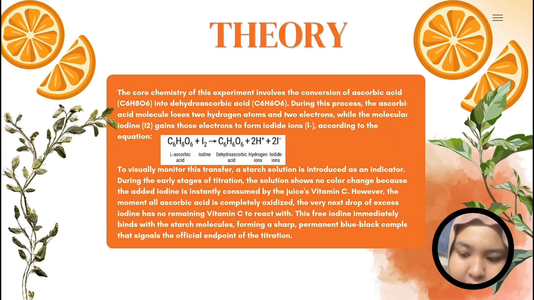To visually monitor this transfer, a starch solution is introduced as an indicator. During the early stage of titration, the solution shows no color change because the added iodine is instantly consumed by the vitamin C in the juice. However, the moment all ascorbic acid is completely oxidized, the very next drop of excess iodine has no remaining vitamin C to react with. This free iodine immediately binds with the starch molecules, forming a sharp, permanent blue-black complex that signals the official endpoint of the titration.